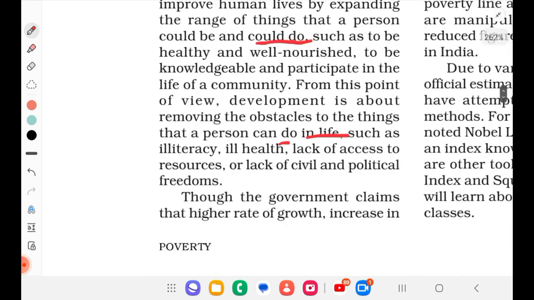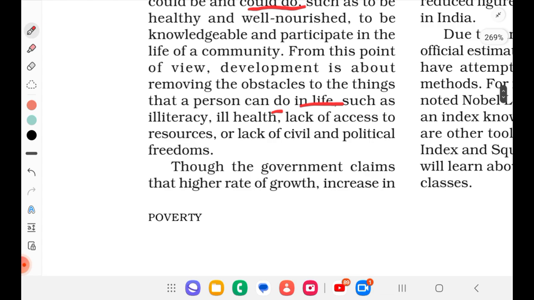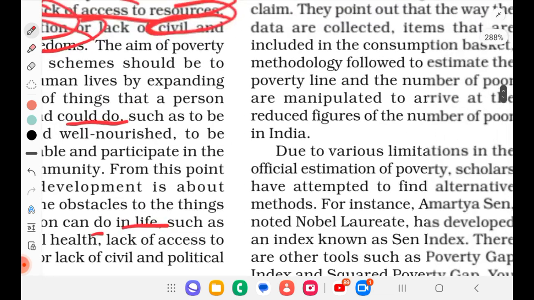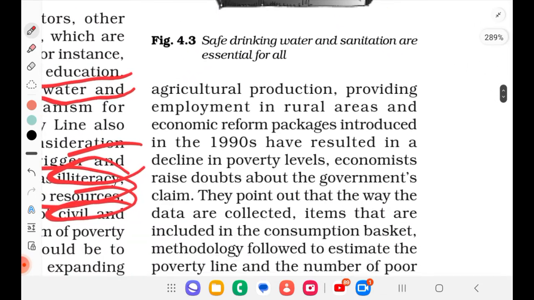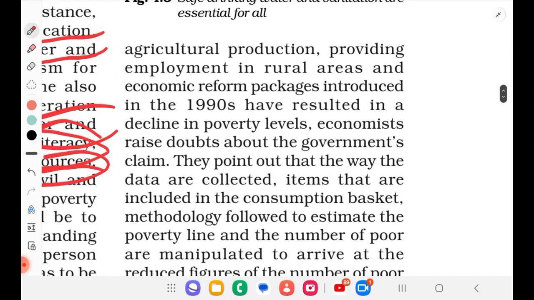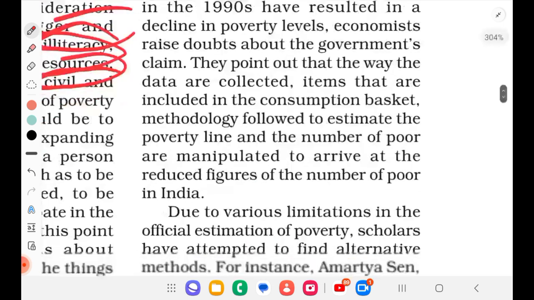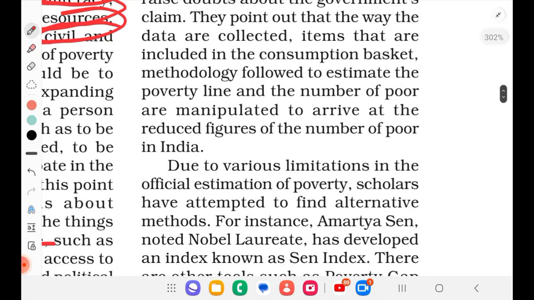Though the government claims that a higher rate of growth, increase in agricultural production, providing employment in rural areas and economic reform packages introduced in the 1990s have resulted in a decline in poverty level, economists raise doubt about the government's claim. They point out that the way the data are collected, the items that are included in the consumption basket, and the methodology followed to estimate the poverty line and the number of poor are manipulated to arrive at the reduced figure of the number of poor in India.